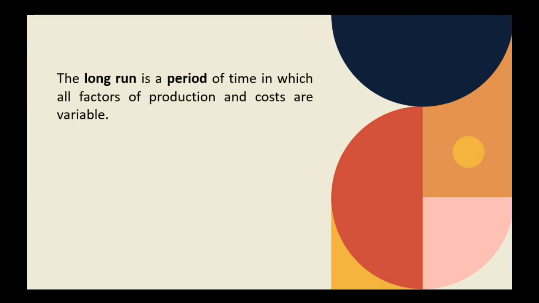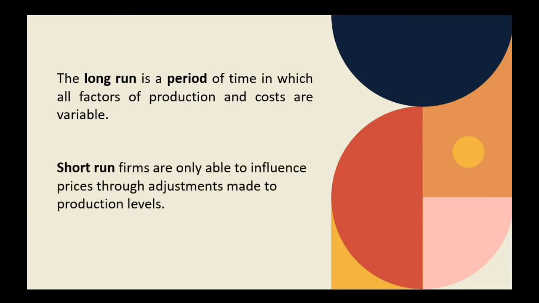So the long run is a period of time in which all factors of production and cost are variable. In the long run, firms are able to adjust all costs, whereas in the short run, firms are only able to influence prices through adjustments made to production levels.